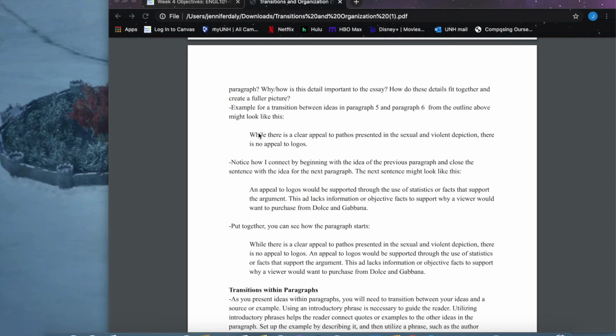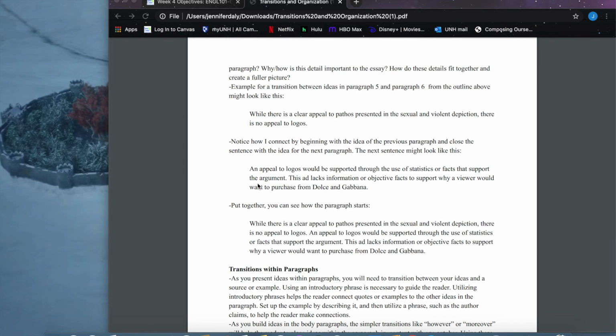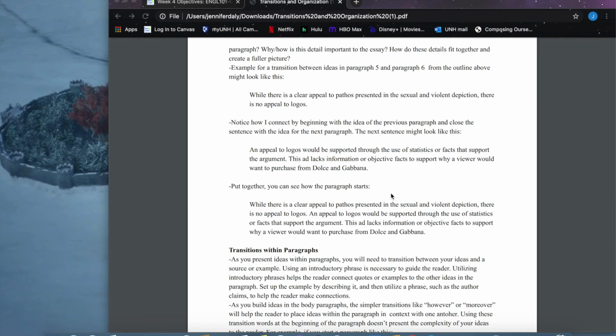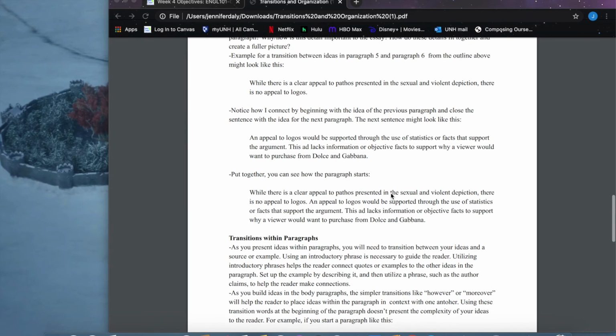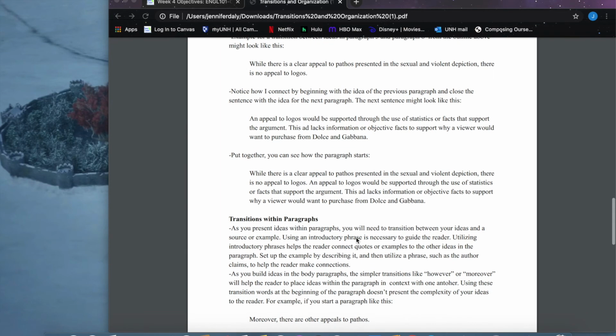Great subordinating word here, "while," indicates that there is a contrast, okay? The next sentence might look like this. An appeal to logos would be supported through the use of, okay, so now I'm setting up definitions. Remember, the reader needs to know stuff first, right? We got to define it first. Okay, so putting it together, this is how the paragraph would start.